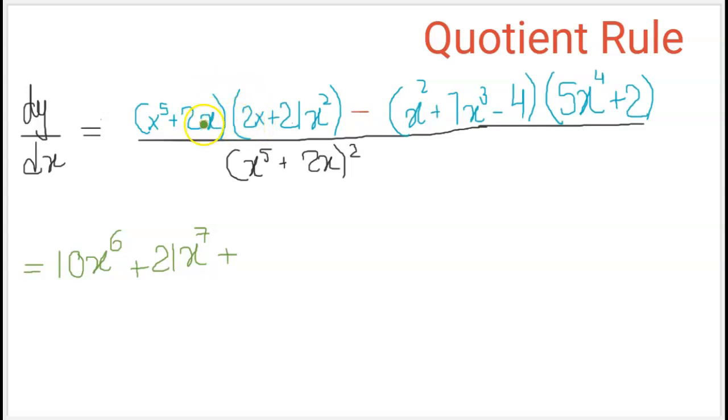That will give me 4x squared, and I will still put that in bracket. Minus, now I need to do that times this. So x squared times 5x⁴ will be a 5x⁶.